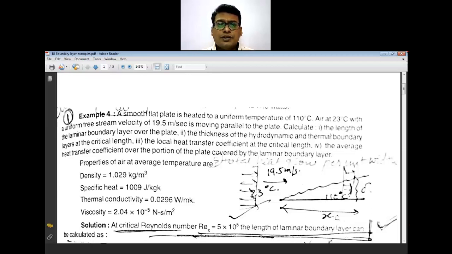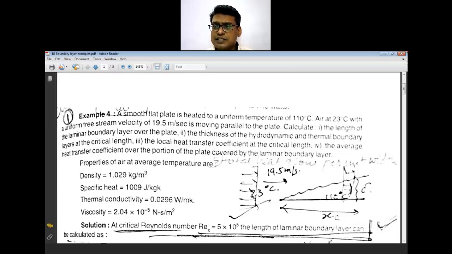Then calculate the length of a laminar boundary layer over the plate, one thing. Then the thickness of the hydrodynamic and the thermal boundary layers at the critical length. Third, the local heat transfer coefficient at the critical length, the average heat transfer coefficient over the portion of the plate covered by the laminar boundary layer, and the total heat flow per unit area in watts.